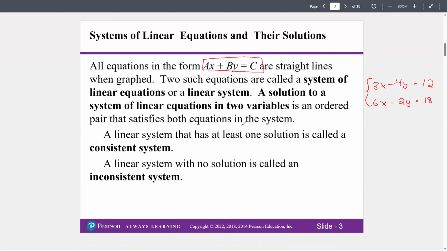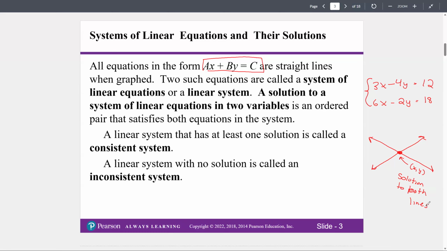A solution to a system of equations in two variables is an ordered pair that satisfies both equations in the system. So usually what we're looking at is we have two lines, and at some point those two lines are going to cross. And the solution at this intersection is a solution to both lines. So that's usually what we're looking for.